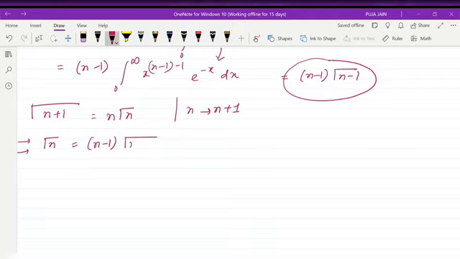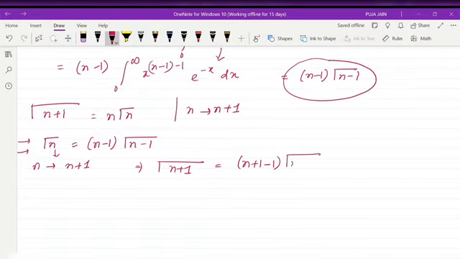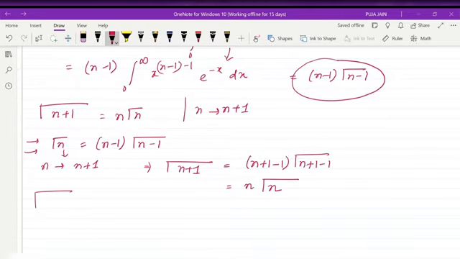Now if we substitute n by n plus 1, what will we get? Gamma of n plus 1 is equal to n plus 1 minus 1 gamma of n plus 1 minus 1. So we are getting n gamma n. So we proved that gamma of n plus 1 is equal to n gamma n. This is the second important result which we should remember.